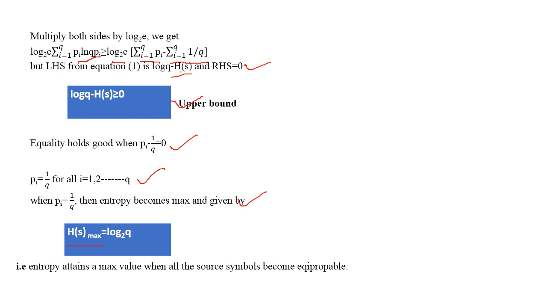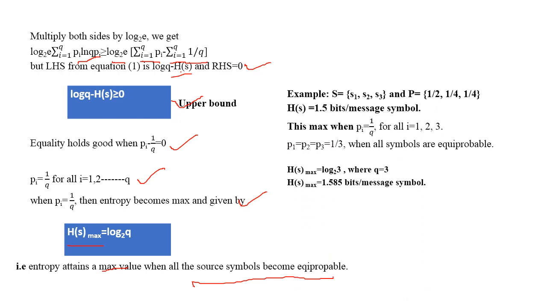That is, entropy attains a maximum value when all the source symbols are equiprobable. So we are going to get a maximum value for q equiprobable symbols. We'll consider an example where S is given as S1, S2 and S3, and the respective probabilities are given as 1 by 2, 1 by 4 and 1 by 4. If you substitute in the entropy formula, we are going to get the entropy value as 1.5 bits per message symbol. This can attain the maximum value when pi is equal to 1 by q.